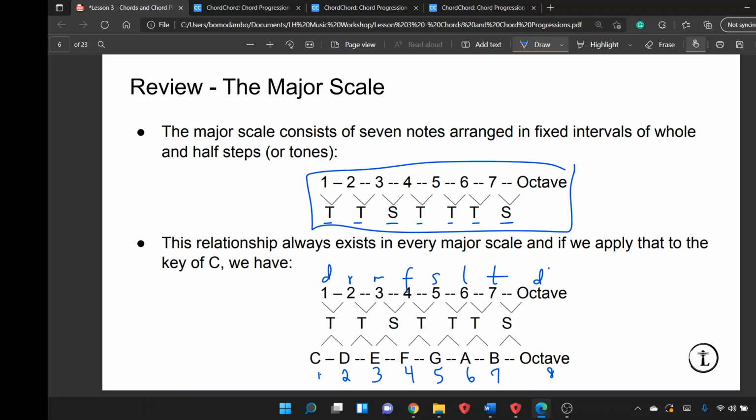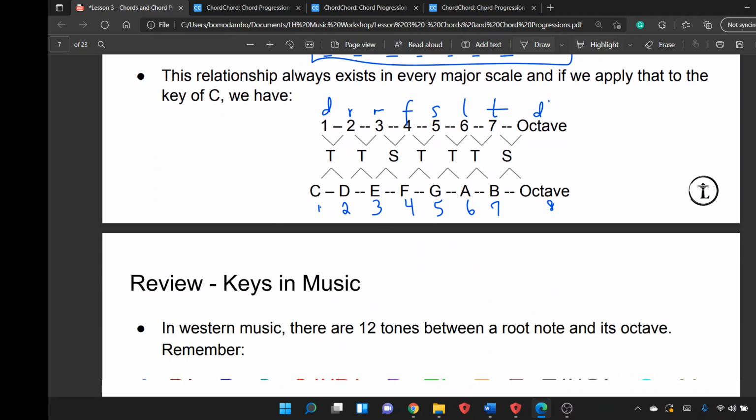That's why that is a very popular kind of scale to run through. Even people who sing, they always run through the major scale. All right, in more advanced classes you might learn about different types of scales, but this is the major scale that music is pretty much built on.